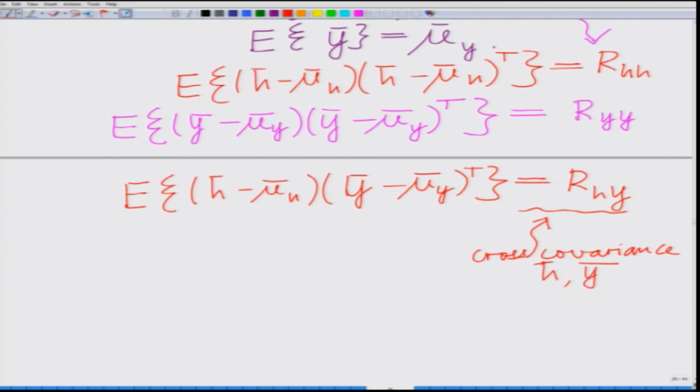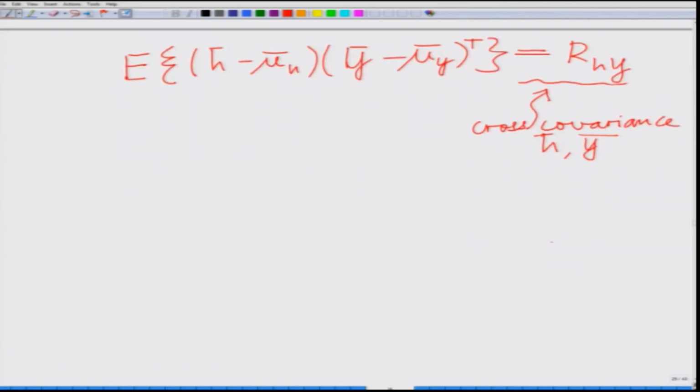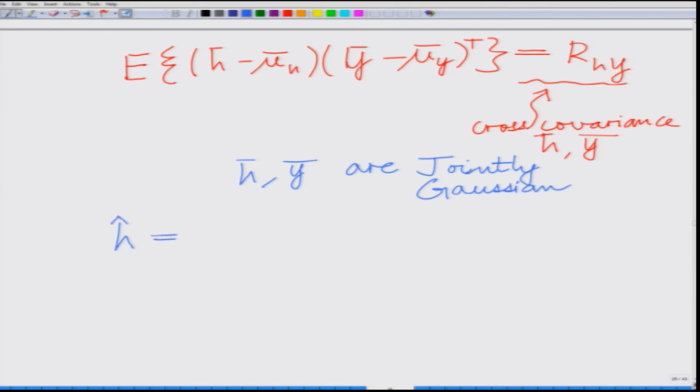And now, it goes without saying that in this scenario we are assuming that h bar comma y bar are jointly Gaussian. Now, in this scenario, the vector estimate h hat, which is also the conditional mean of the parameter vector h bar given the observation vector y bar, is given as follows.